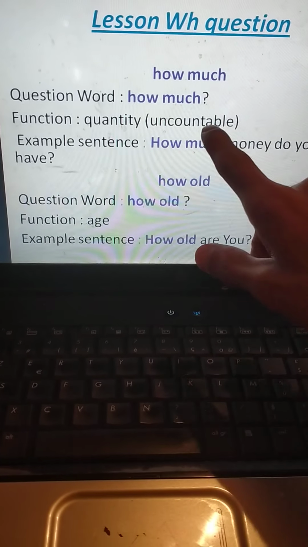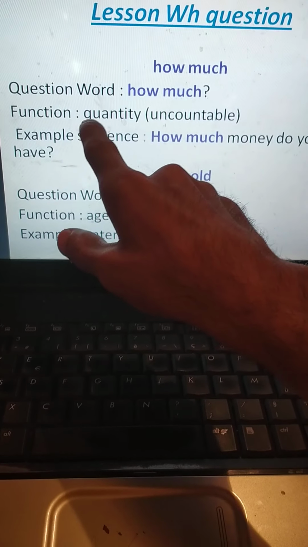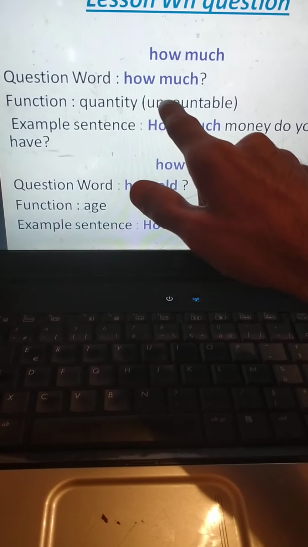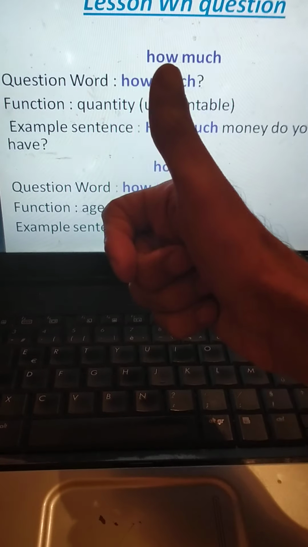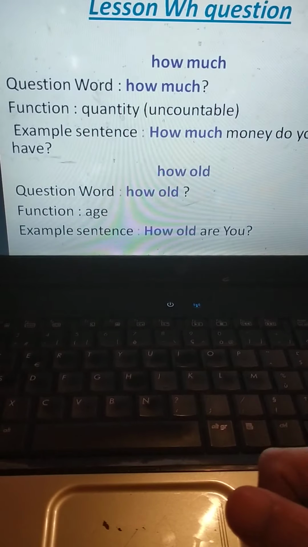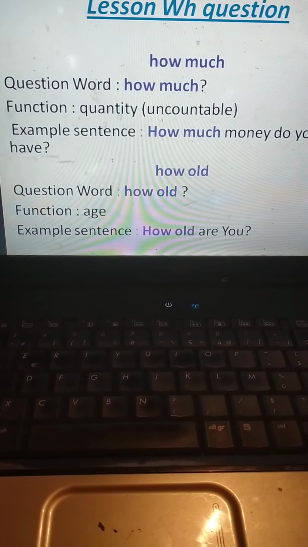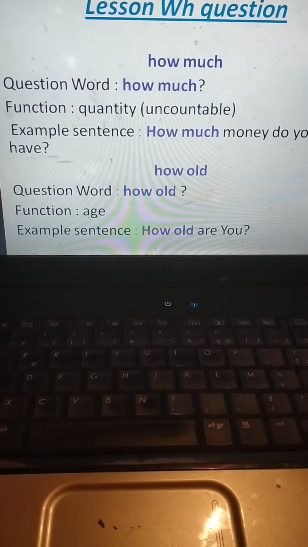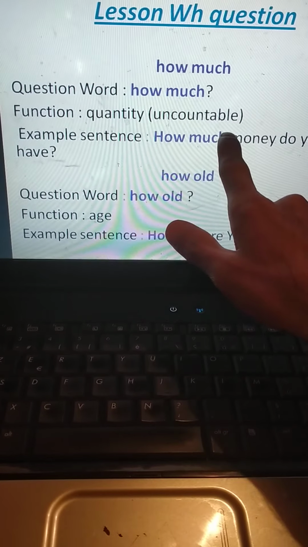And we have how much and how old. How much: the function is quantity of uncountable nouns. For example, how much butter, tea, coffee, milk. We can't count these. We can't say I have one butter. So the function is quantity, uncountable.